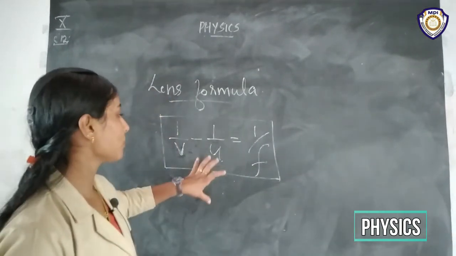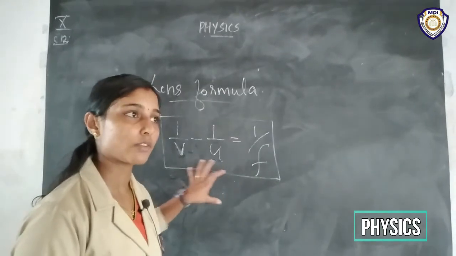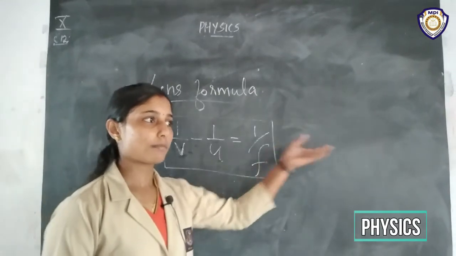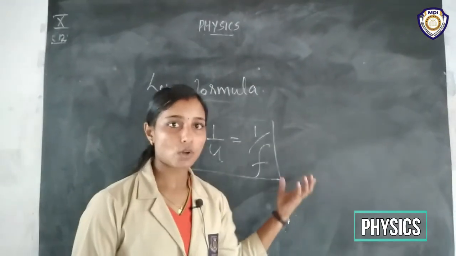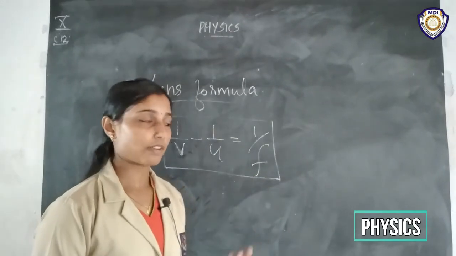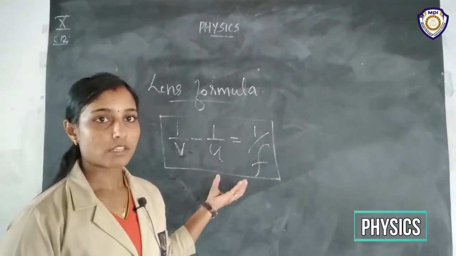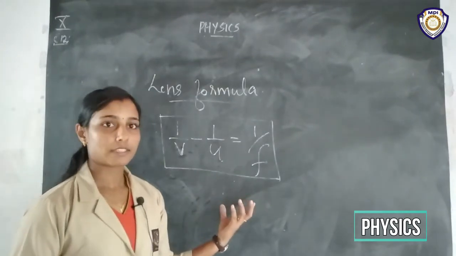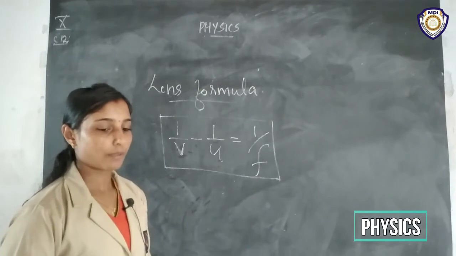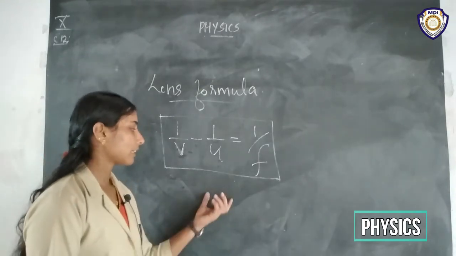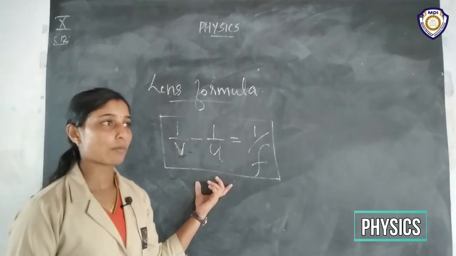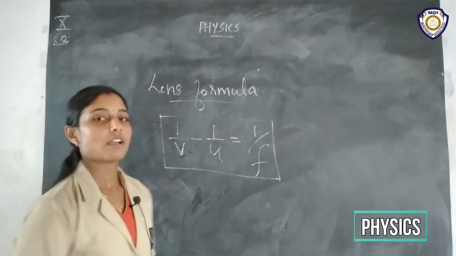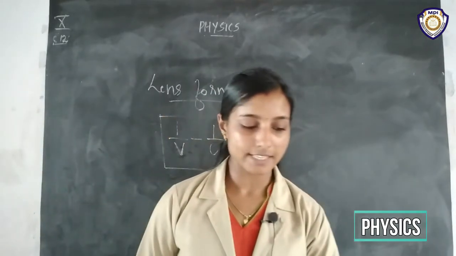That is, we have to consider the sign of all these values. The magnitude of v and u may change from the left side to the right side of the lenses, right? So we have to choose the correct sign for the values, so that it will give the right answers. We have to keep all the sign convention in our mind and apply the sign convention while doing problems using the lens formula. So that is the lens formula.